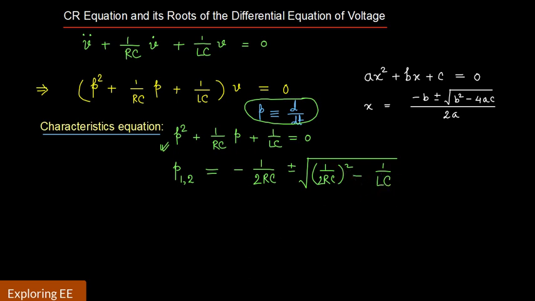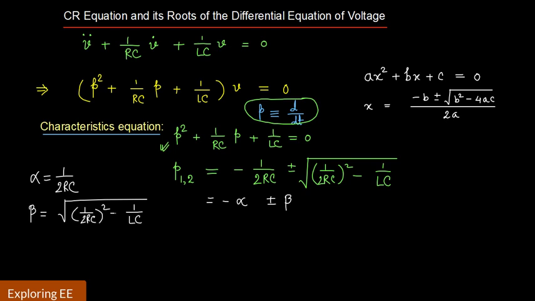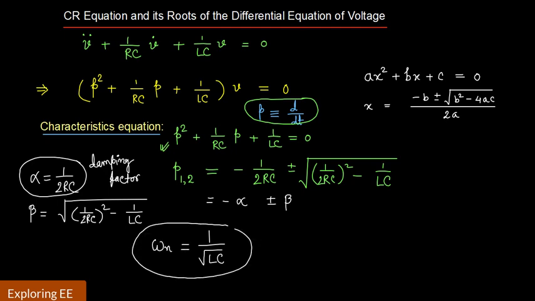Let us write the first term as minus alpha and the second term as plus or minus beta, where alpha is 1/(2RC) and beta is the square root of (1/(2RC)) whole square minus 1/LC. Now this alpha is also known as the damping factor, and the term 1/√(LC) is called the natural frequency of oscillation, denoted by omega n. This is the natural frequency of oscillation.